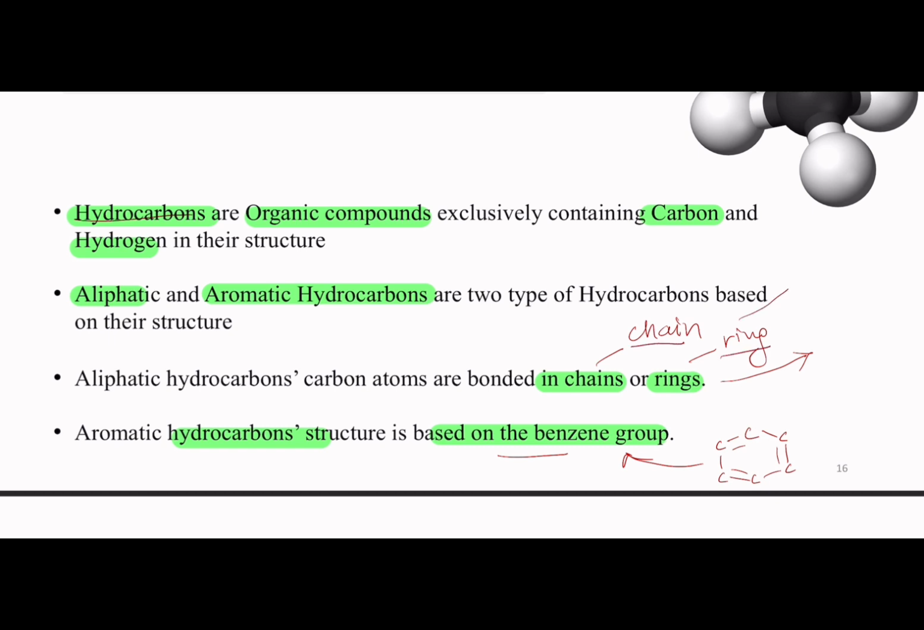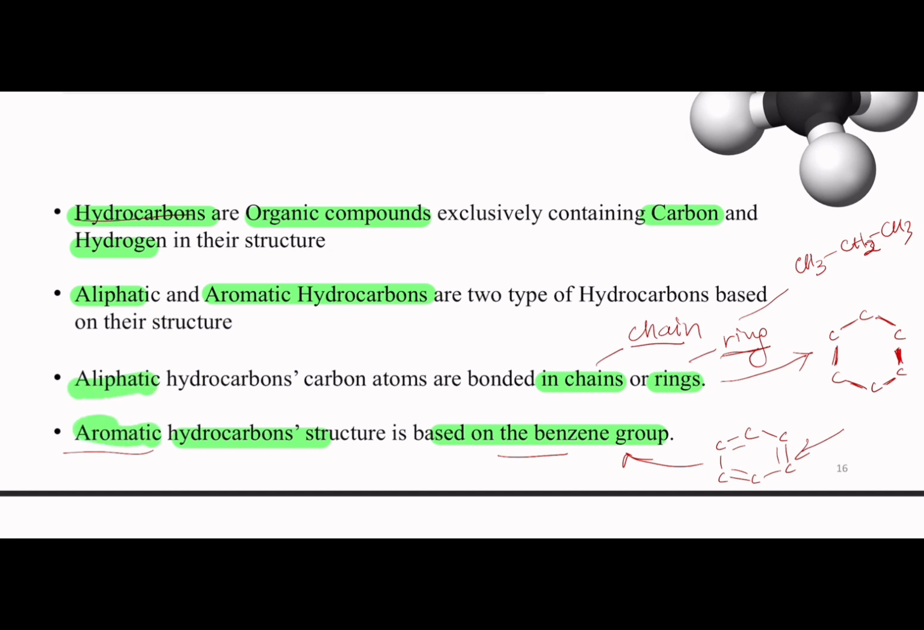So I'm going to show you the chain form is, for example, propane, CH3, CH2, and CH3. But the ring form is going to be, for example, 6 carbons like this, but they don't have a double bond. It's all single bonds. So this guy is aliphatic as well. But when you have 3 double bonds, then it becomes aromatic. So I want you to see the difference.